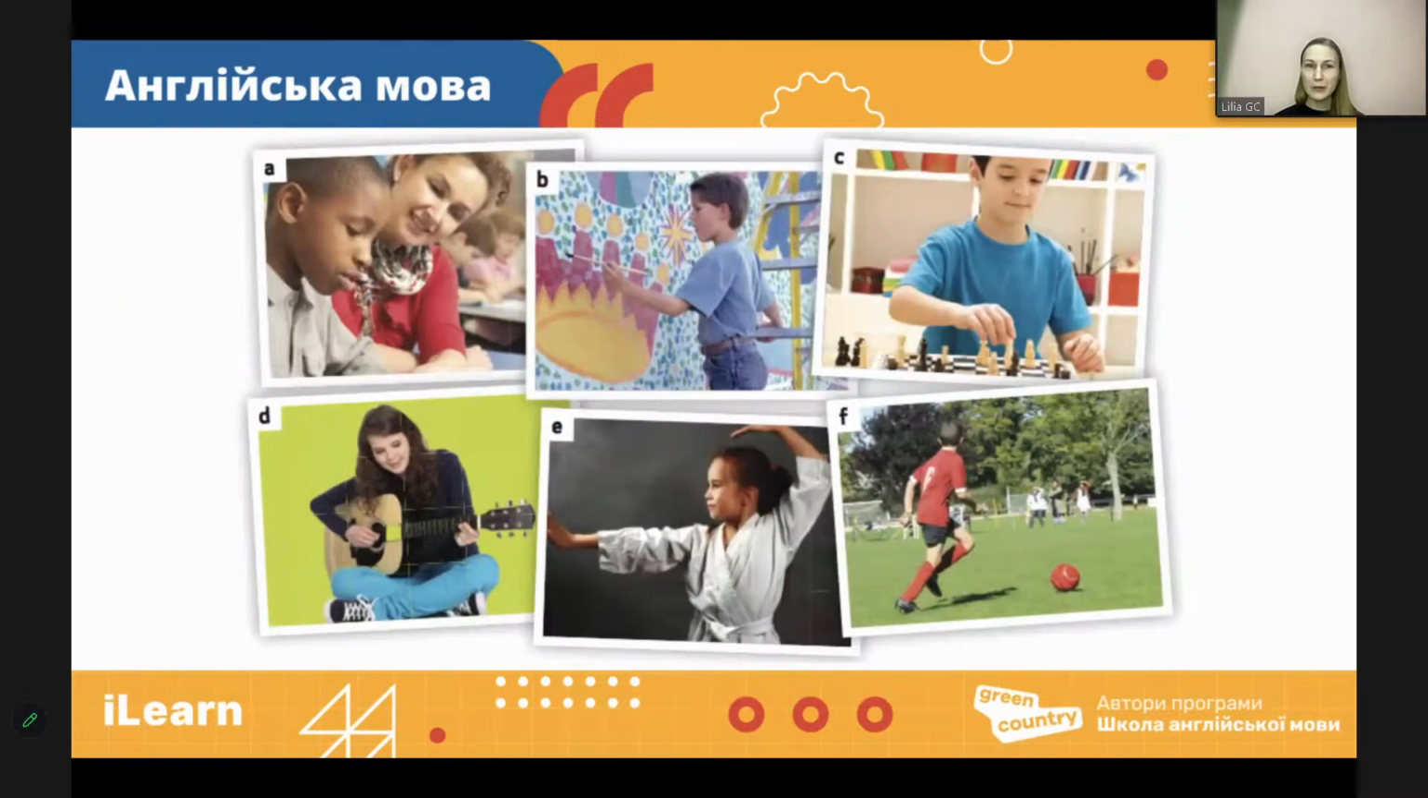Okay, so now let's proceed to the first vocabulary topic as I promised, and I decided not to scare you for the first lesson and make it really easy. So today we're gonna speak about hobbies, leisure time, like дозвілля, and some things we like and dislike. So look at the pictures and try to guess what are the hobbies of these kids. So what can be A?